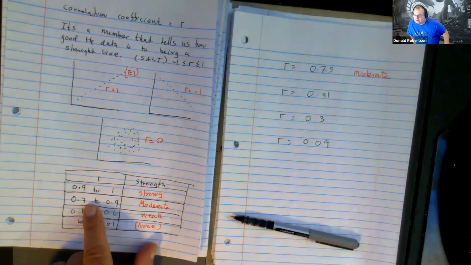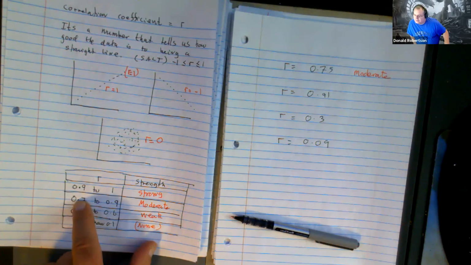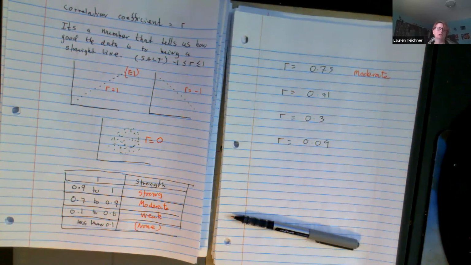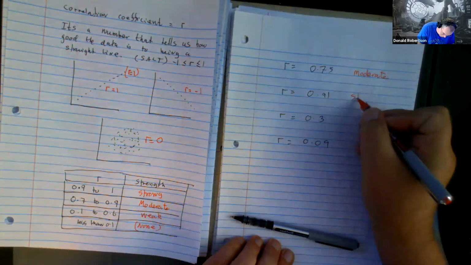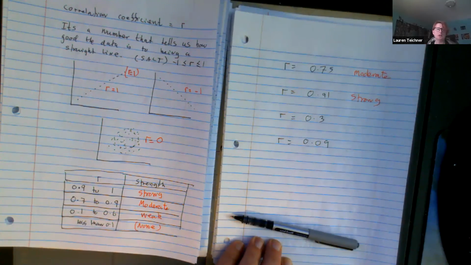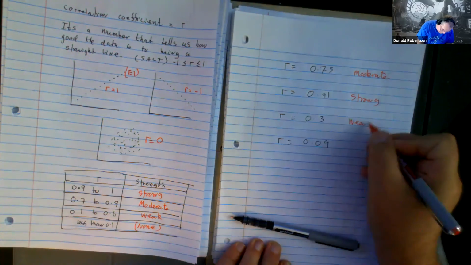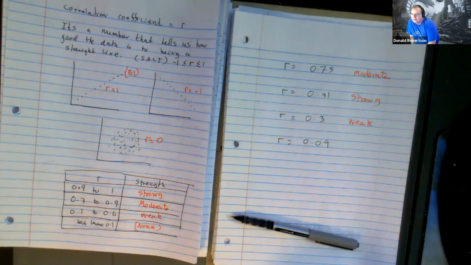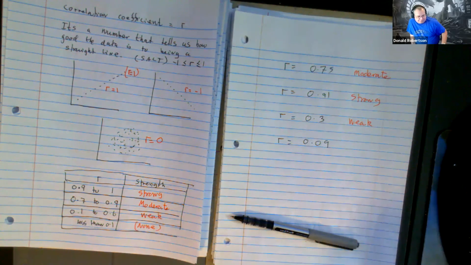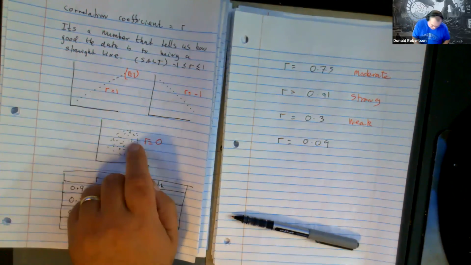You see, moderate. Agreed? What about 0.91, a correlation coefficient of 0.91? What would you call that? Strong. What about 0.3? Weak. And last but not least, suppose you got a 0.09 or something like that. None. I wouldn't even say it was linear anymore. Would you agree? So it's got none.